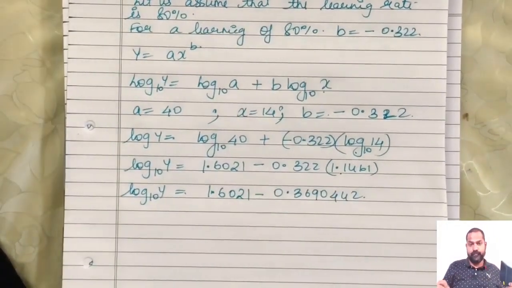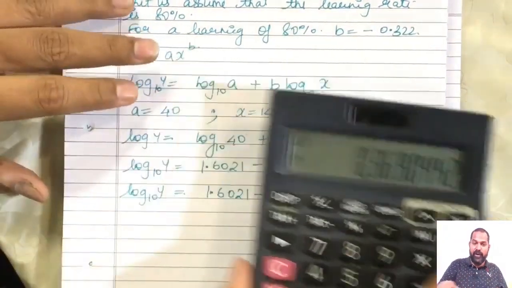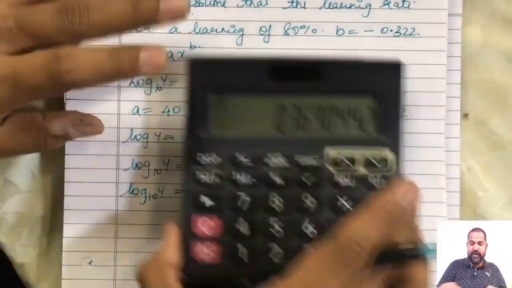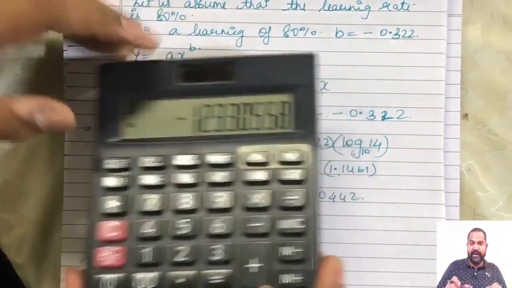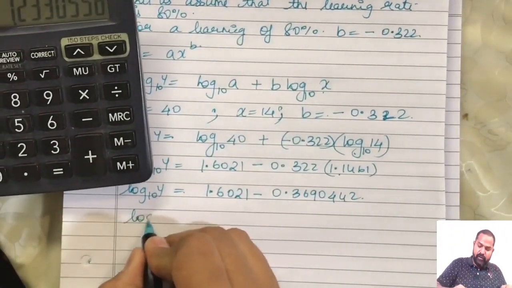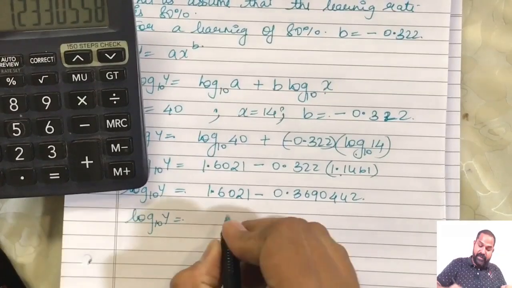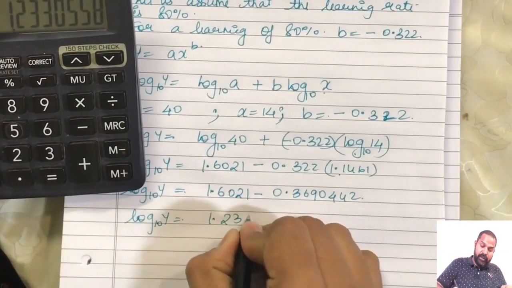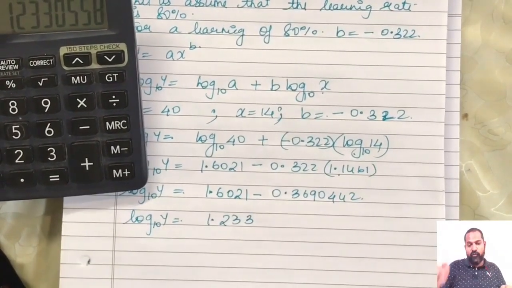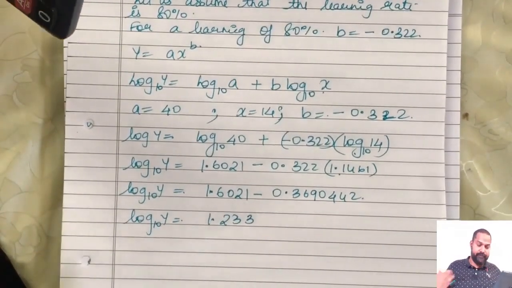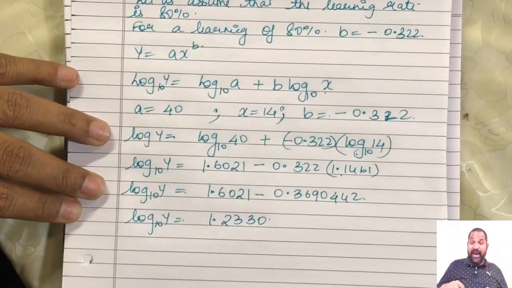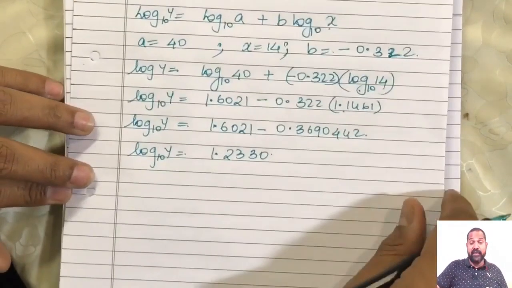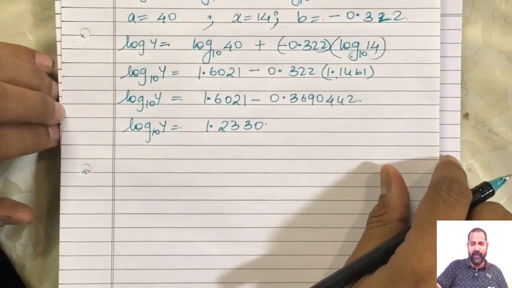0.3690442. Subtract. Now I'm doing a reverse subtraction, so please understand. 1.6021 minus 0.3690 gives me 1.2330. There's nothing wrong with that. Log y to the base 10 is 1.2330. But I didn't ask you to find log y. I asked you to find y.